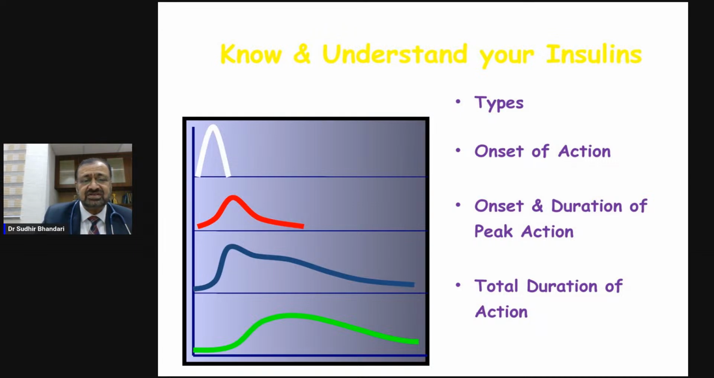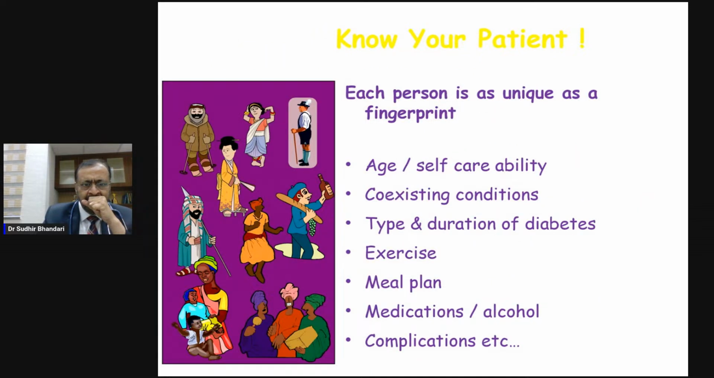When we talk about insulin therapy, there are different types of insulin therapy. If you look at the white curve, it is a short-acting insulin. The red curve is an intermediate-acting insulin, and the blue and the green show long-acting insulin. So we have a lot of options available for insulin therapy, but then we need to be very careful about which to opt for.